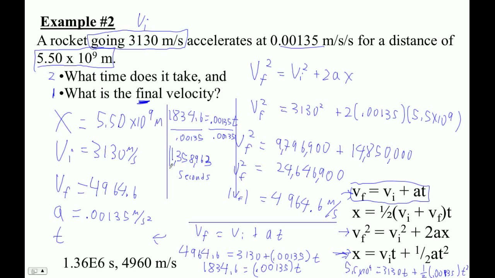And we don't want to report it with all those digits. So we could say that it's 1.36 times 10 to the 6th seconds. And that's what that E in your calculator means. It's calculator language for times 10 to the. And for those of you keeping track at home, that's a long time. That's about 22,000 minutes, or about 377 hours.